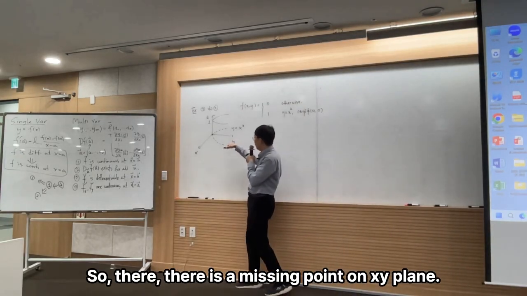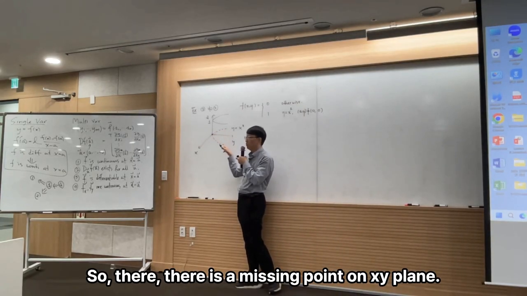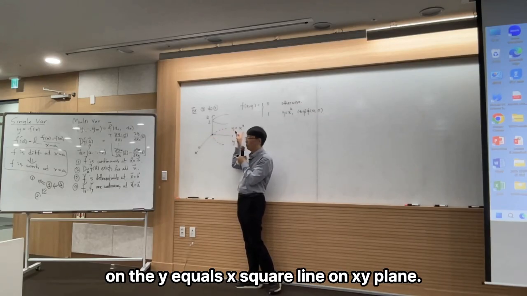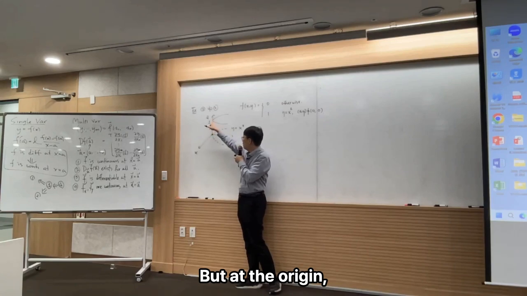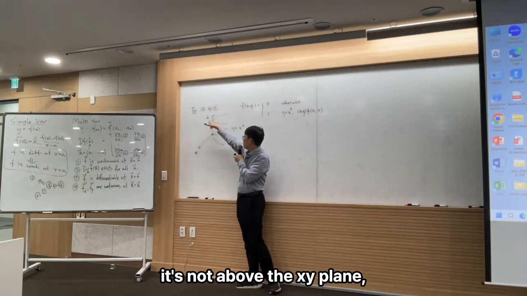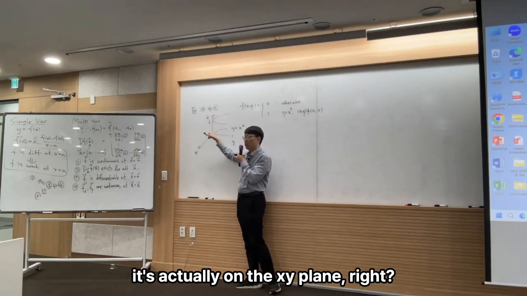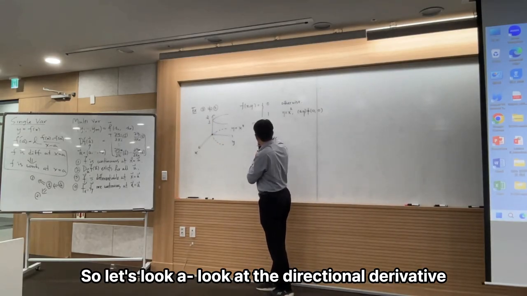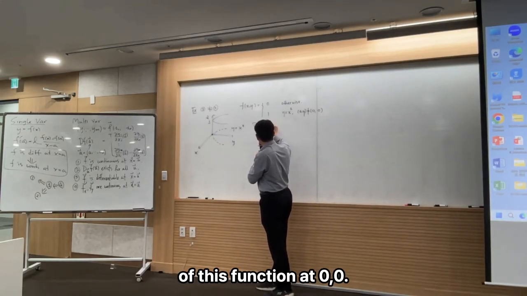So there is a missing point on the xy plane. Almost everything is 0 except for the points on the y equals x squared line on the xy plane. But at the origin, it's not above the xy plane. It's actually on the xy plane, right? So let's look at the directional derivative of this function at (0,0).